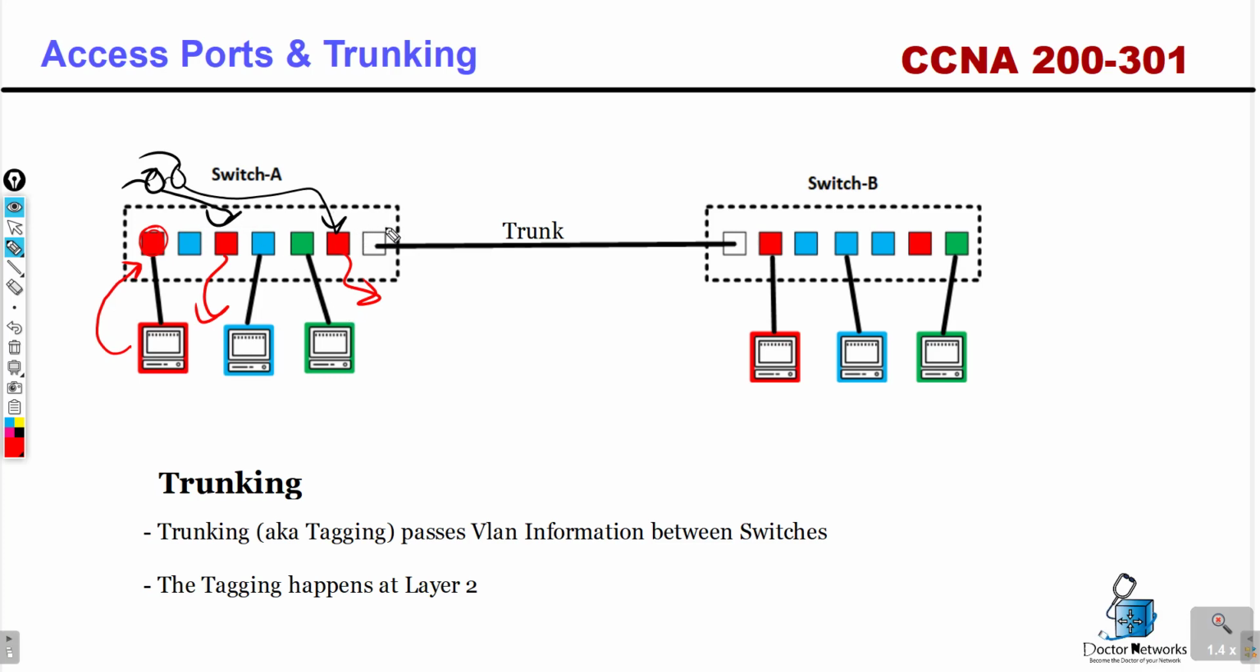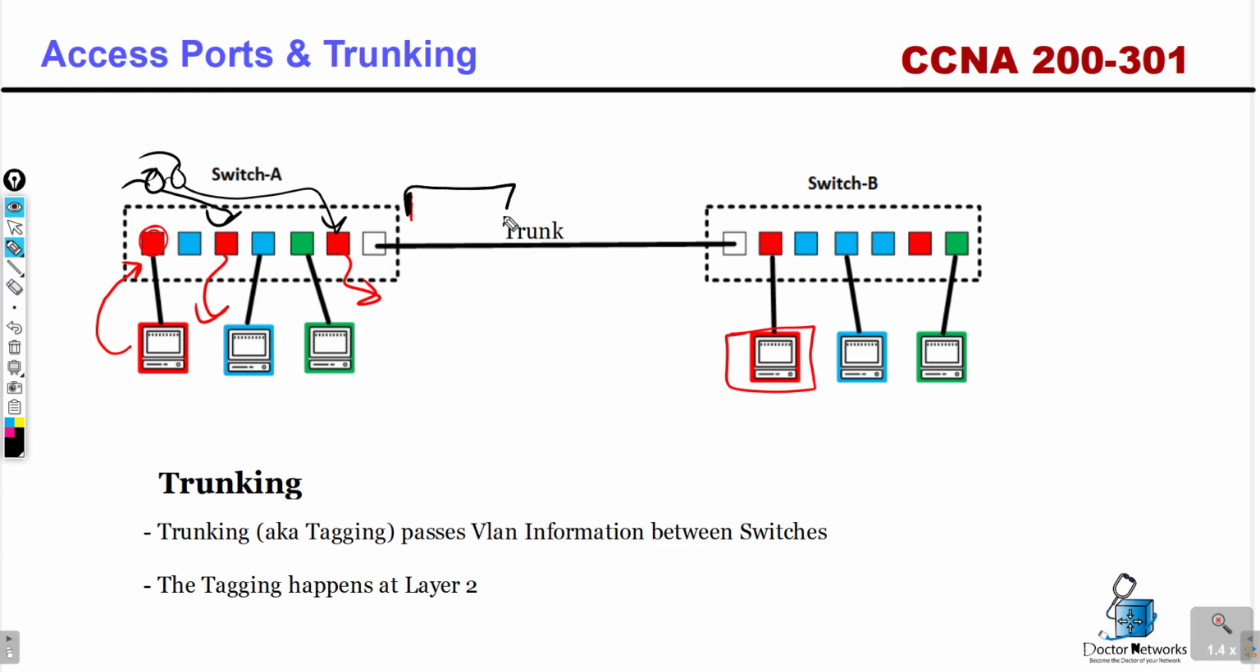Now, what if some red users are connected here? How do I send the same broadcast to them? Well, that is where the trunking comes in, and the trunking is going to allow me to communicate with other hosts that reside on the other switch. Here's how that happens. Now, on the trunk, when I'm sending that broadcast, let me change my color.